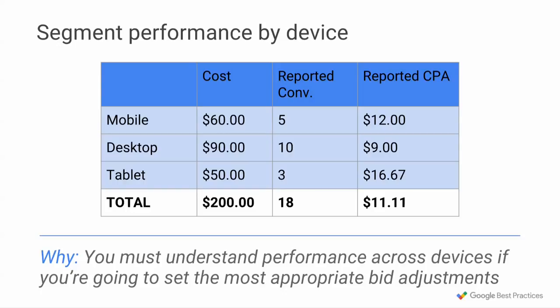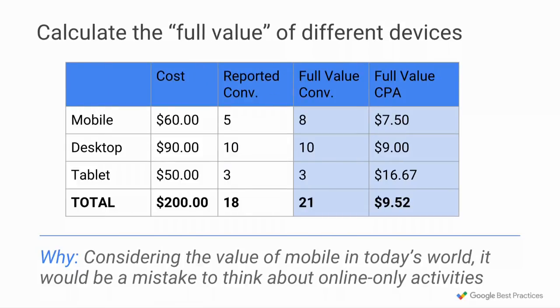This is where you would have stopped in the past, but we actually recommend you go a couple steps further. We recommend that you look at what we call the full value conversion. This is not only the reported conversions you have in AdWords today, but includes everything that this device could have led to in the real world, like offline conversions, calls, etc.